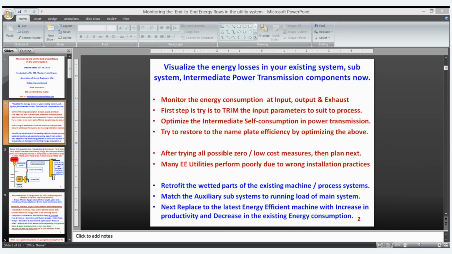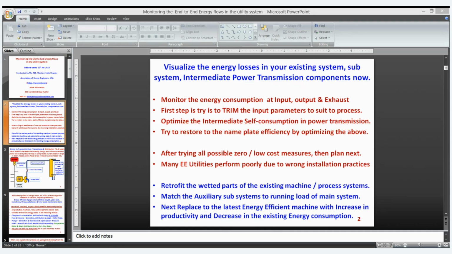It is the first step towards the energy conservation area, whatever it may be: energy conservation, efficiency, and then the renewables, everything is there. The first step is to trim the input parameters to suit the process, because all the OEMs have given the energy inputs to the process or to the machine based on the safety of the equipment. But let us try to optimize, for the given process, how the inputs can be trimmed or optimized.